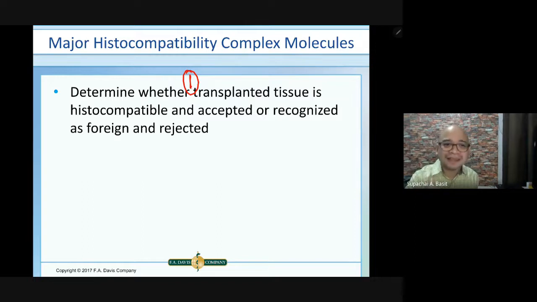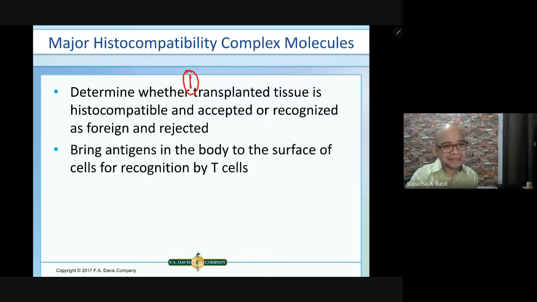However, let me tell you this fact. If you do not have a twin, you will not have 100% histocompatible tissues. So usually, they will look for donors who are blood-related to you, most especially your siblings. However, not all siblings would have the same MHC makeup as you. So that's the reason why sometimes they look for a random donor, hoping that that particular random donor would have very high histocompatibility. MHC brings antigen in the body to the surface of cells for recognition by T cells.